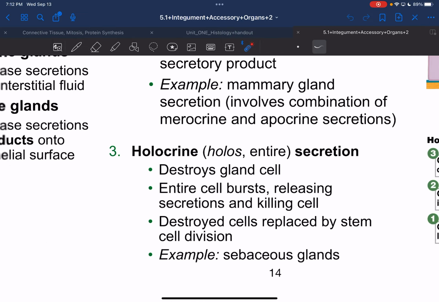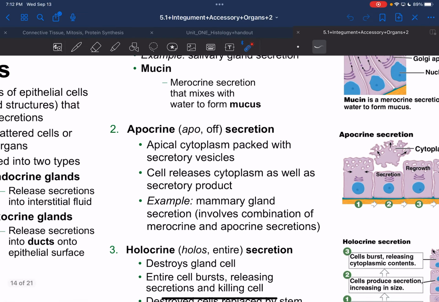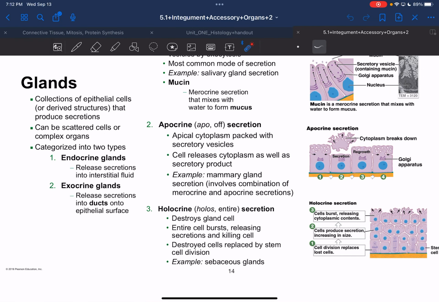So this is something you're probably more than likely going to see in lecture. And we're going to see an example of all of these today in the skin as well, in different places. So let's get into that next, finish up.